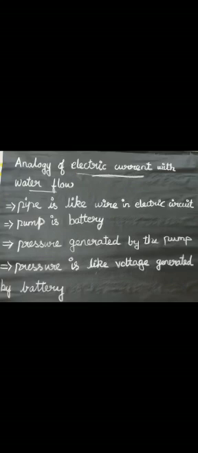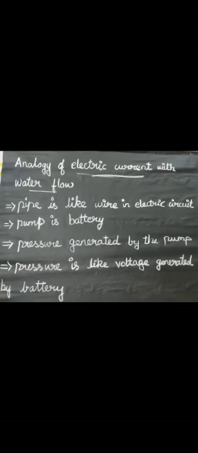The pressure generated by the pump drives water through the pipe. When you give pressure to the pump, what happens? It drives the water through the pipe. So the pressure is like a voltage. Here the pressure is the voltage, and it is generated by the battery, which drives the electrons through the electric circuit.